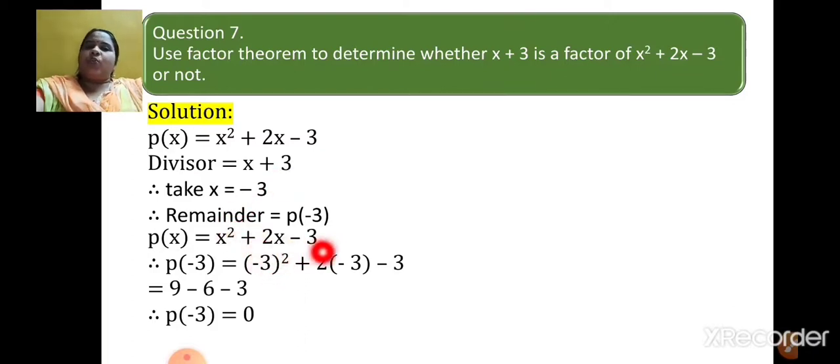Minus 3 the whole square plus 2 into minus 3 minus 3. Minus minus plus 3 square is 9. 3 2s are 6. Minus 6 and minus 3. Minus 6 minus 3 is nothing but minus 9. 9 minus 9 is 0.